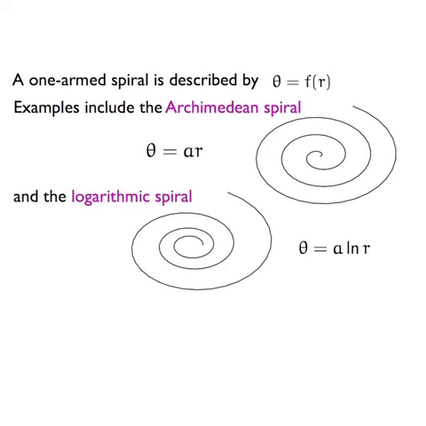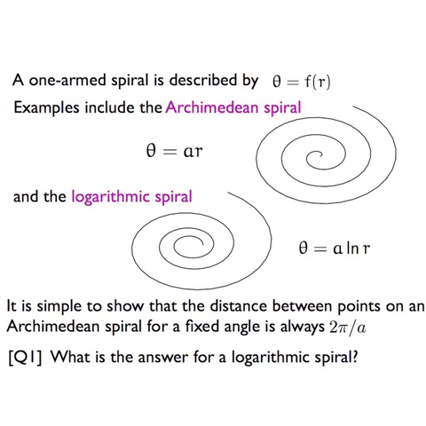But there are more complicated spirals we can generate. Here's one, the logarithmic spiral. In this case, theta is some more complicated function of r, and it's just a logarithm. And as you get away from the center, the spacing between the arms is no longer constant. It tends to increase.